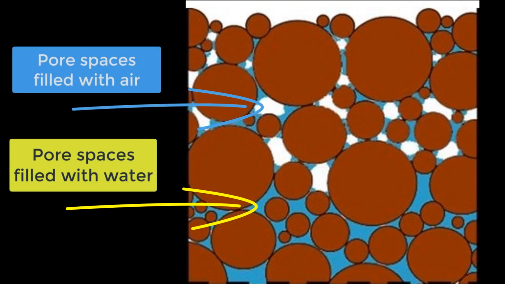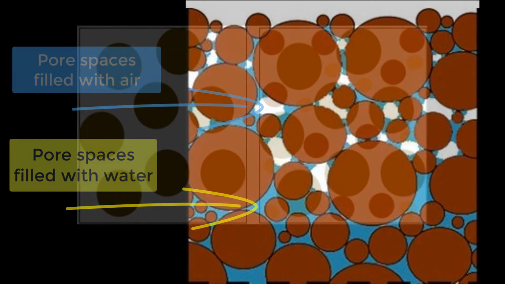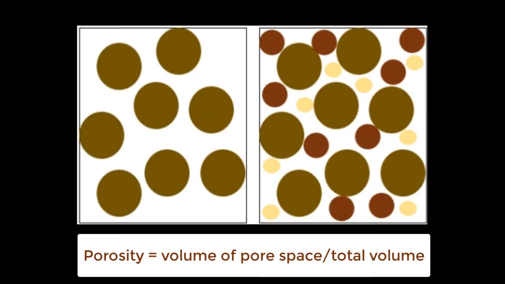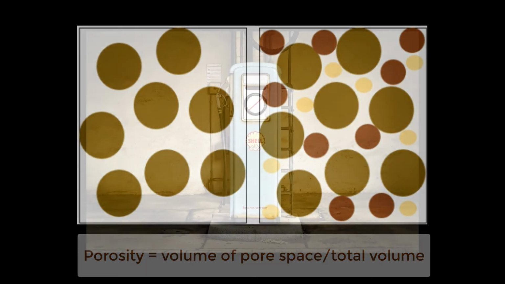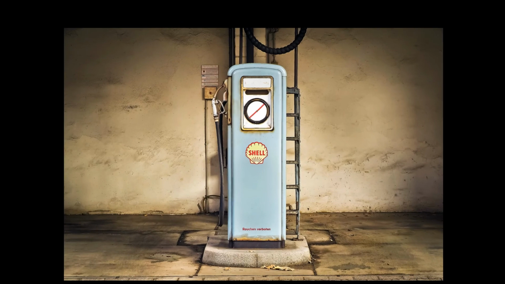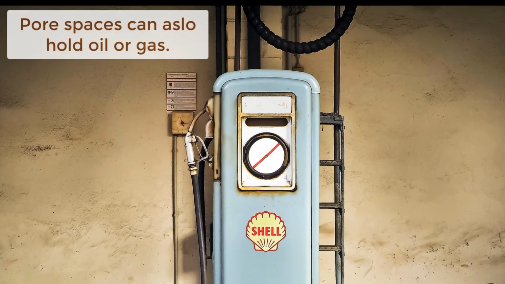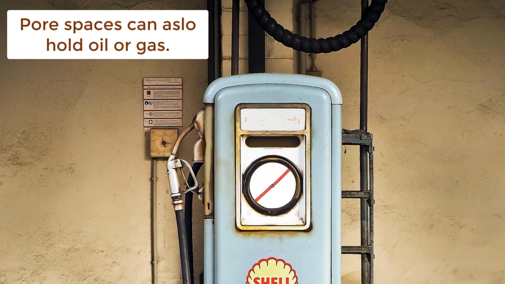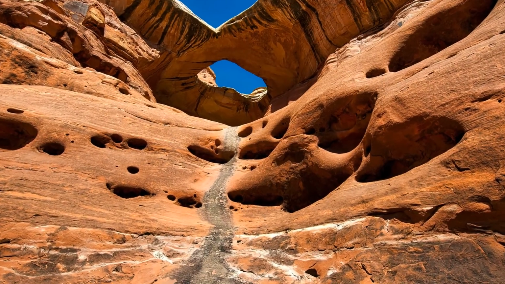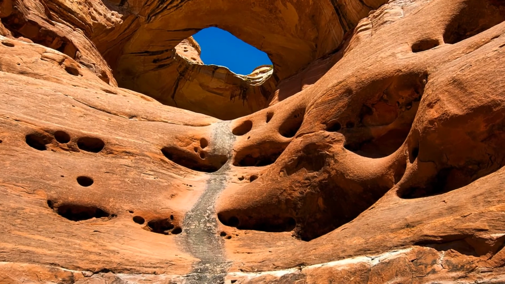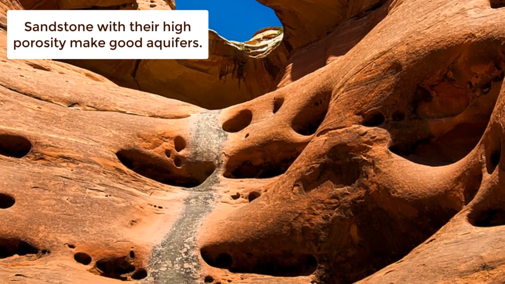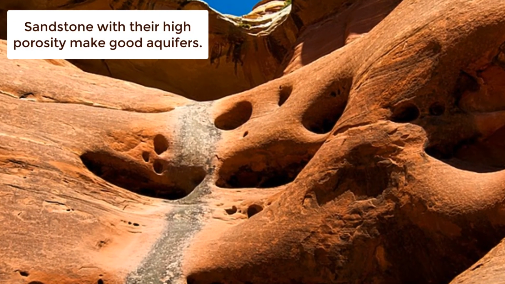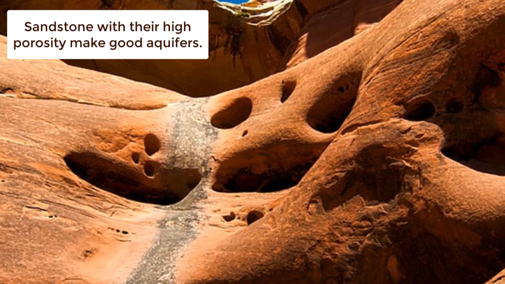And porosity is the proportion of the material that is made up of these voids or these empty spaces. For example, if half of the total volume of the rock is pore space, the porosity is 50%. Coincidentally, this is the same quality of a rock or sediment that makes it a good reservoir to hold oil or gas. And a typical sandstone, for example, has a porosity of 30 to 40%.